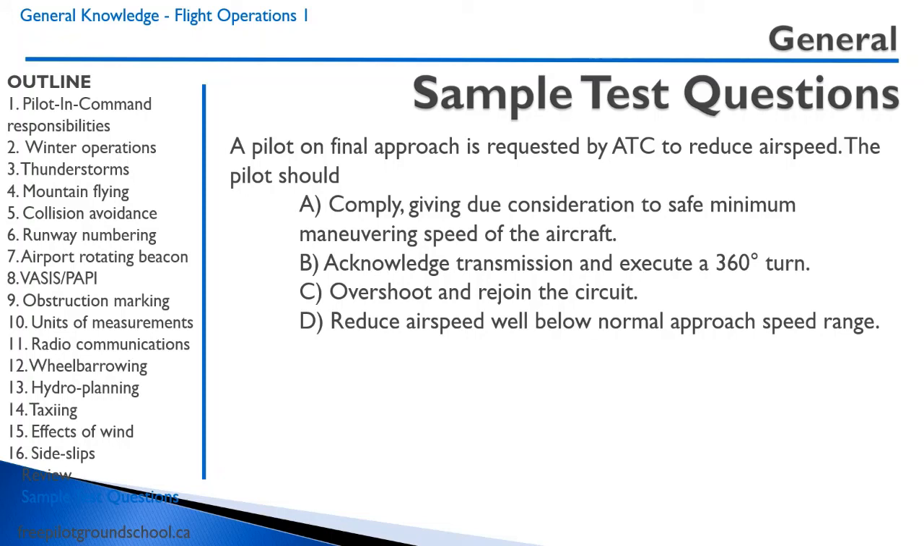So that's dangerous. So B, C, and D are all really stupid. And I'm hoping that you got this answer right. It is A, you comply with ATC, giving due consideration to safe minimum maneuvering speed. However, if ATC gave you a speed that you could not comply with, well, you would just tell ATC you cannot comply because that's too slow. But it's rare that that will happen.